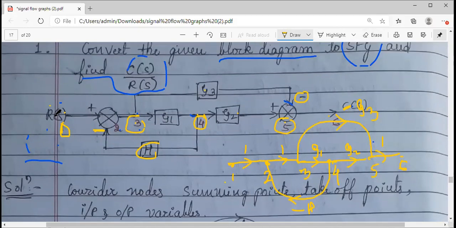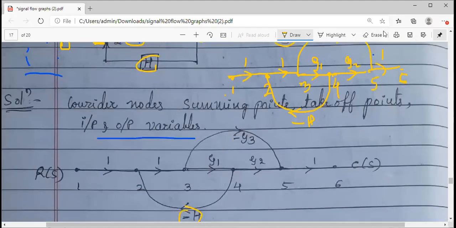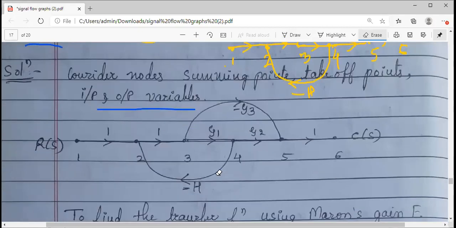So all the paths are there. From R to C, there is one forward path and another forward path and a feedback path. So we have drawn all together. So finally, this is your signal flow graph. Hope you understood this. Once the signal flow graph is drawn, the next step is we need to go for Mason's gain formula.